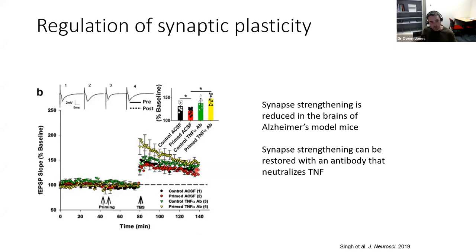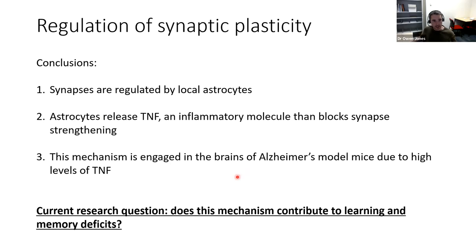But what's important here is that if you put on a drug that blocks TNF signaling, if you put on an antibody that would just bind to and mop up that nasty pro-inflammatory molecule I talked about, all of a sudden, the amount of plasticity that you can induce goes up. So what this tells you is that synapse strengthening is already diminished in these Alzheimer's type mouse brains, and it's probably due to the presence of this inflammatory molecule, TNF. If you block TNF, if you neutralize TNF, then you restore the ability to induce synapse strengthening. So that's the story so far with that particular stream of research that's been going on in the lab.